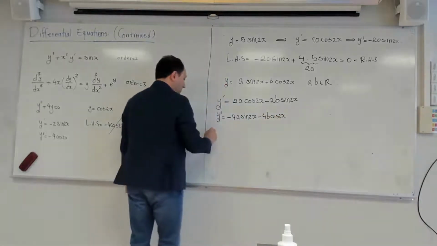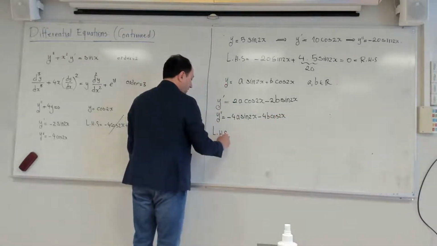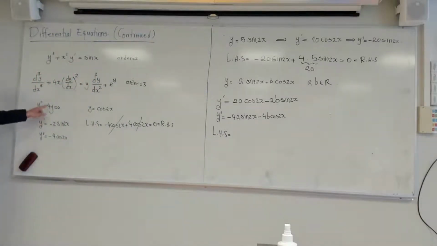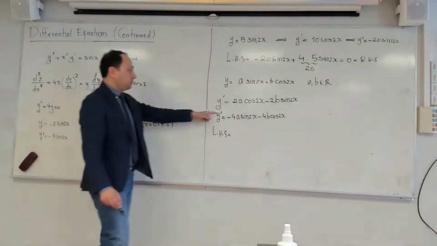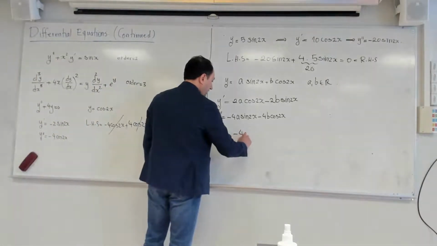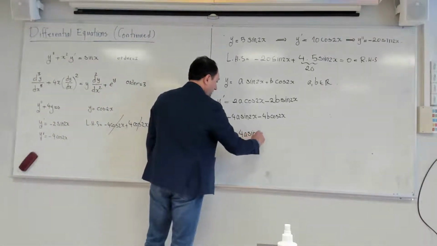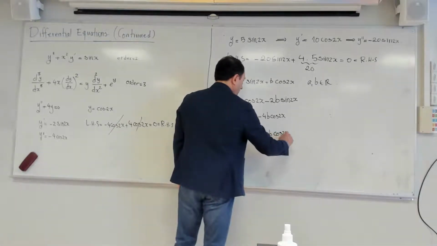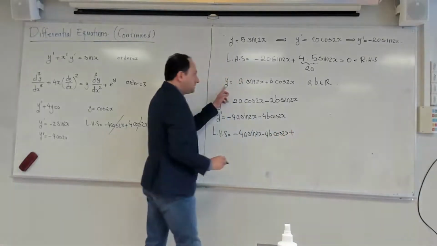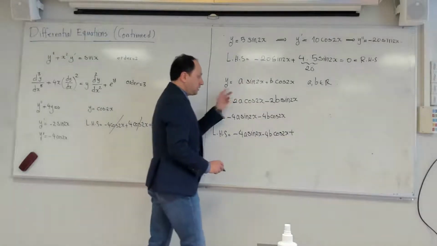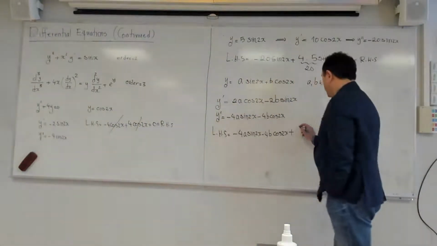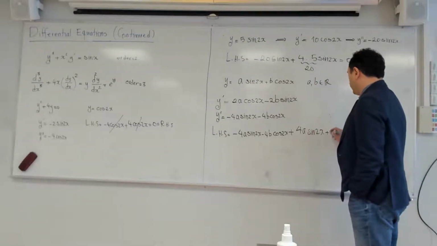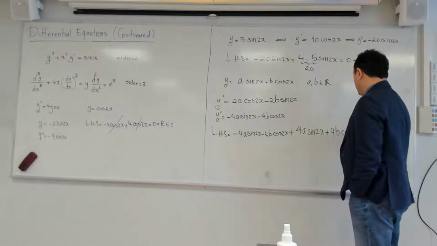Yes? And then I start from the left-hand side again. What can I do now? I have y double prime plus 4 times y. Instead of y double prime, I put this, so it becomes minus 4a sine 2x minus 4b cosine 2x. And then plus 4 times the starting y. This is my y. So I multiply it by 4, so it becomes 4a sine 2x plus 4b cosine 2x.